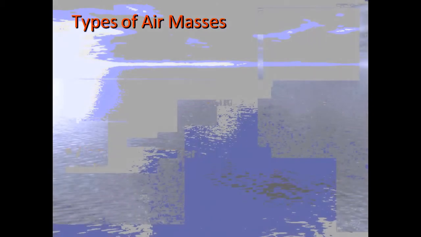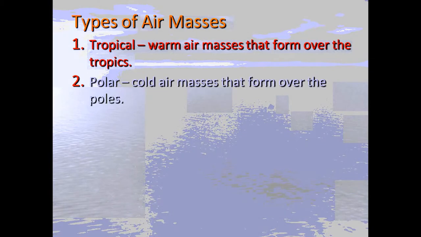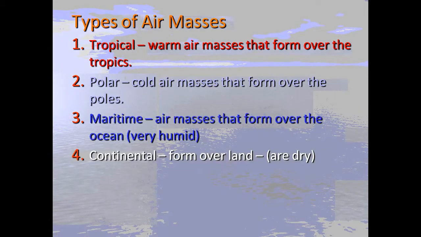Now, there are four types of air masses that will be discussed today. They include tropical, polar, maritime, and continental. Tropical air masses are warm air masses that form over the tropics. With polar air masses, you have cold air masses that form over the poles. With maritime air masses, the air masses form over the ocean, and these are usually very humid. And finally, continental air masses form over land and are dry.